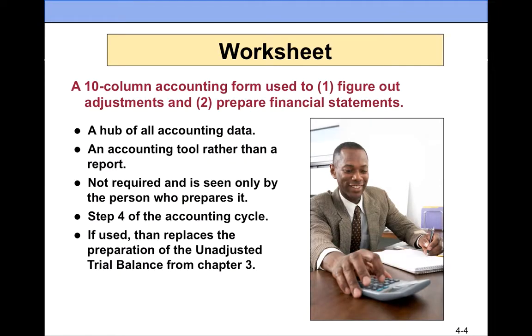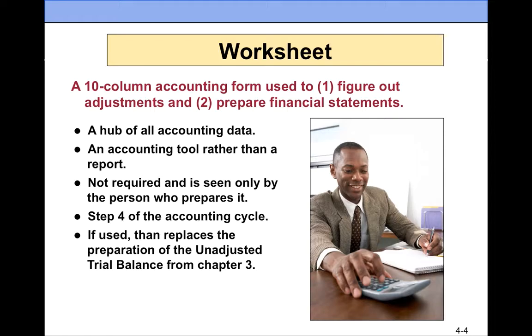All right, so the worksheet, it's a 10-column accounting form with 2 functions. We use it to figure out the adjusting entries, and the second function is to prepare financial statements. I want to emphasize that this is a tool rather than an official report. It's really an optional step of the accounting cycle.